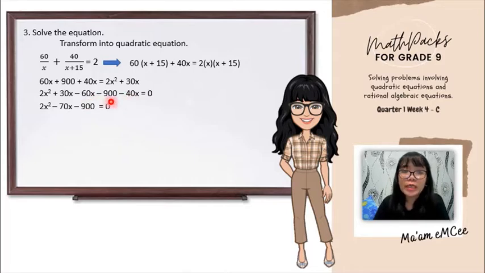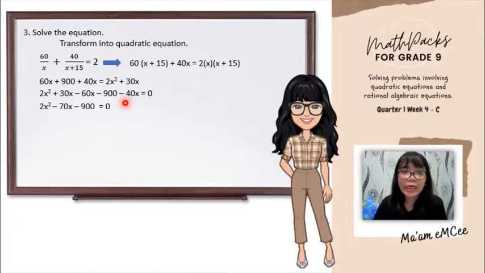So, 60 plus 40, that is 100. We copy the sign which is negative. That is why we have negative 100x. If you combine that one to positive 30x, 30 is positive, 100 is negative. So, the rule says you need to subtract them.